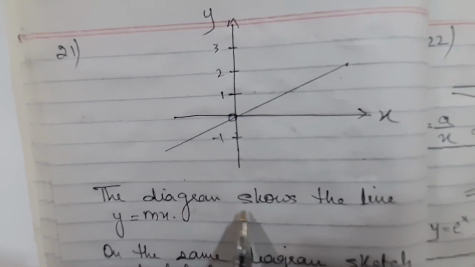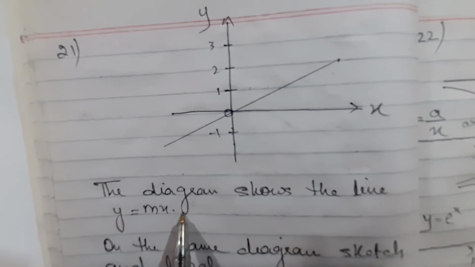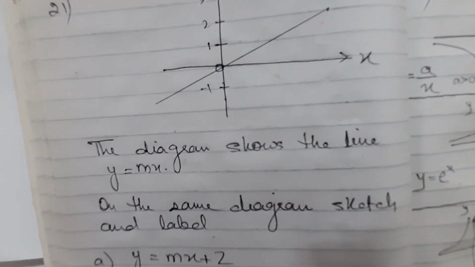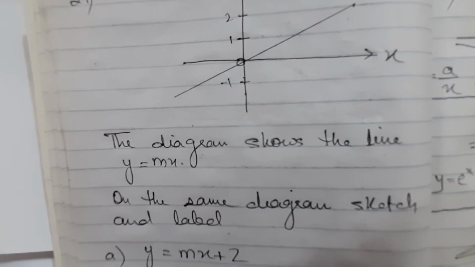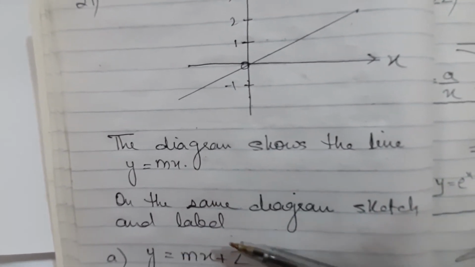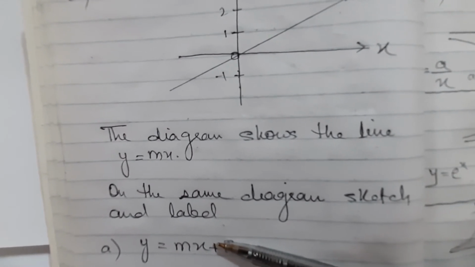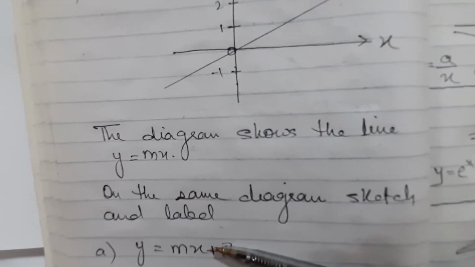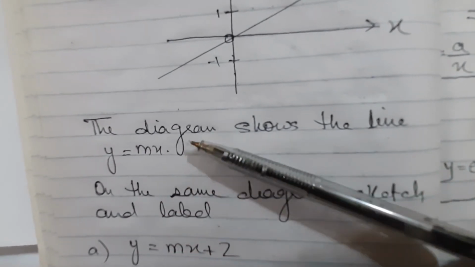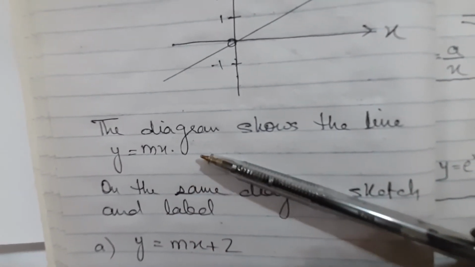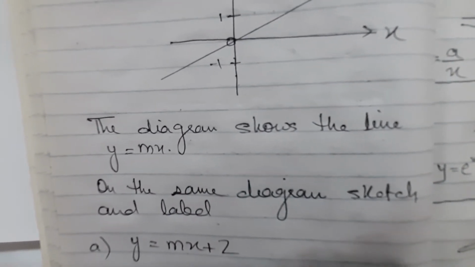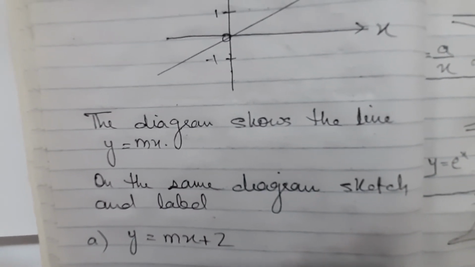So question is saying the diagram shows the line y equals to mx. On the same sketch, label y is equals to mx plus 2. So if you see this equation and this equation, what is common between them? Yes, gradient is same, m. Here it is plus 0, which is not mentioned. Here it is plus 2. So when gradient is same, lines are parallel.